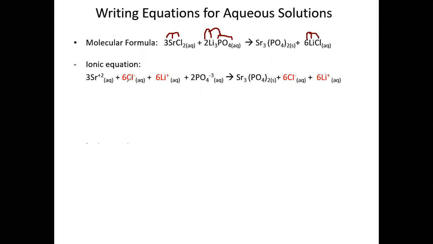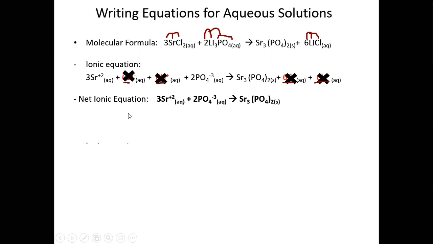And so now the ones I've highlighted in red are the spectator ions, because you see that they're exactly the same on both sides of the equation. So now we can mark them out, and what we have left is the net ionic equation. The only ions that are reacting in this equation are the strontium and the phosphate.